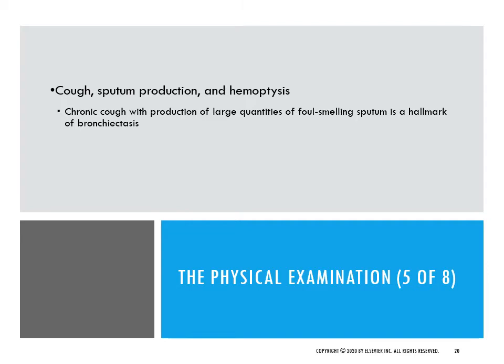Cough, sputum production, and hemodynamics. Chronic cough with production of large quantities of foul-smelling sputum is a hallmark of bronchiectasis. Hemoptysis is often present from broken arterial blood vessels in the lung.